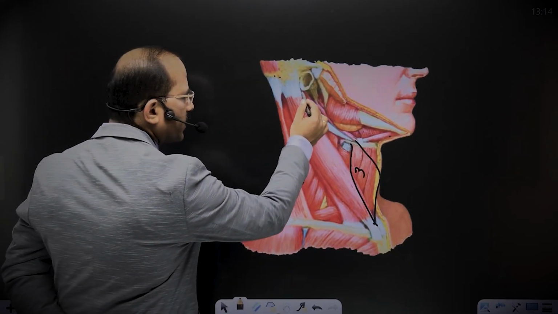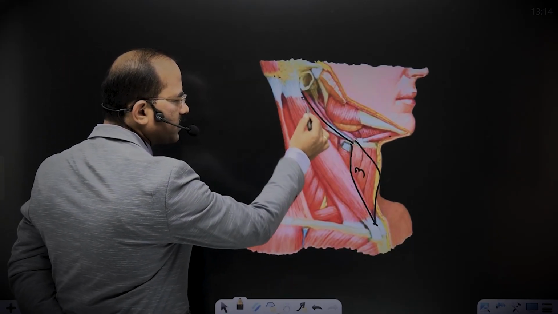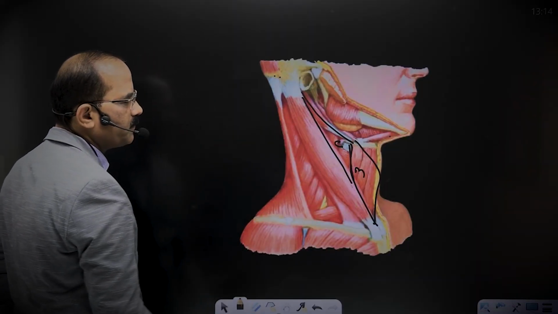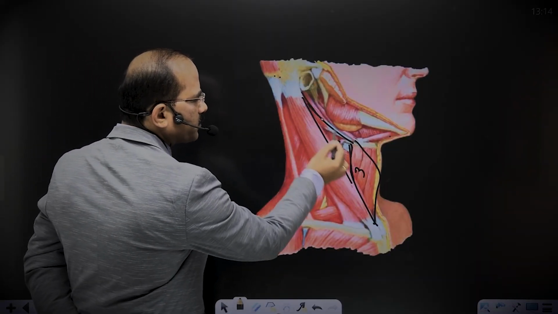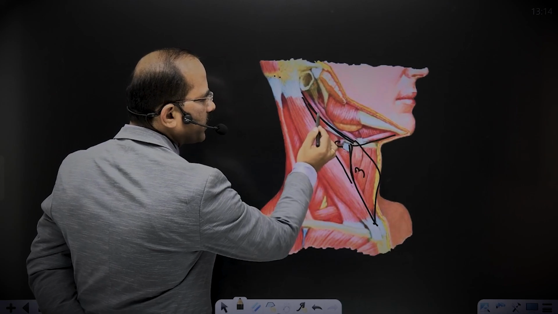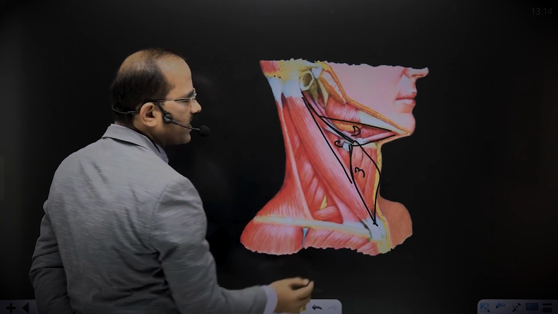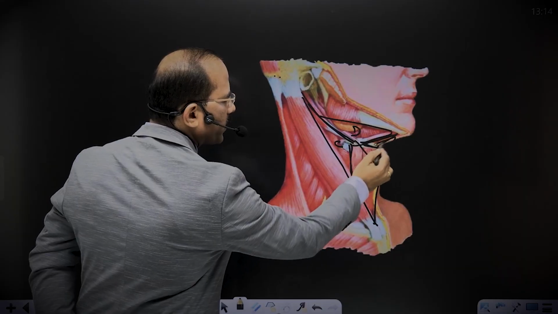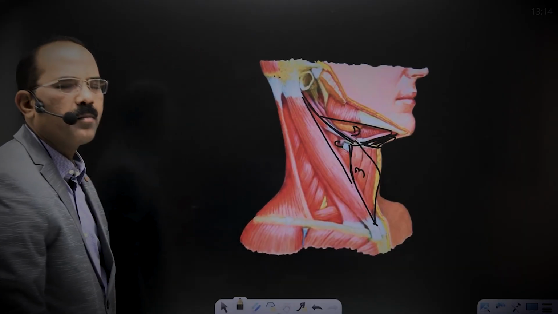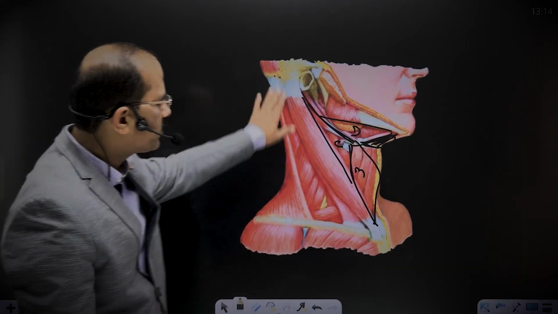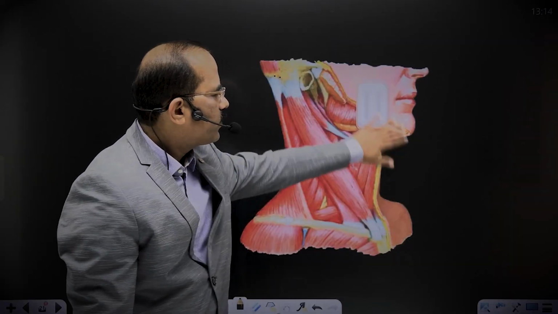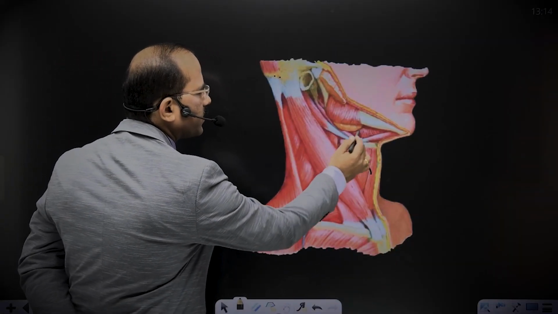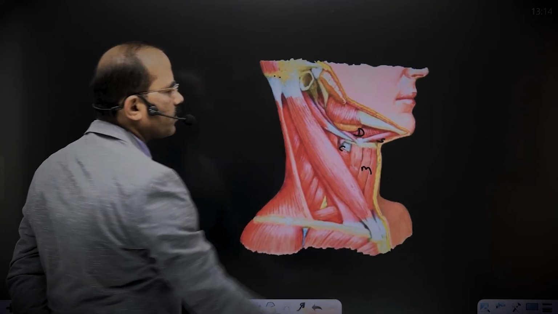What is this triangle bounded by the posterior belly of digastric, the sternocleidomastoid, and the superior belly of omohyoid? That's the carotid triangle. This triangle, bounded by the posterior belly of digastric, anterior belly of digastric, and the body of the mandible, is the digastric triangle. And we get a small triangle here. This is the submental triangle. Students, I hope this is clear. Look at this once again. That's the muscular triangle, that's the carotid, that's the digastric, and that's the submental triangle.